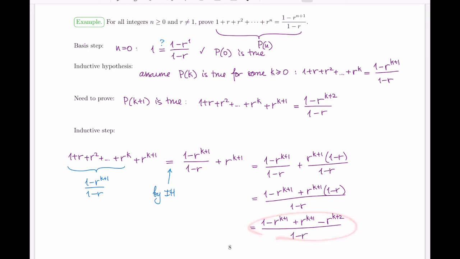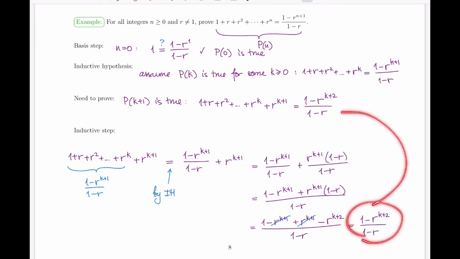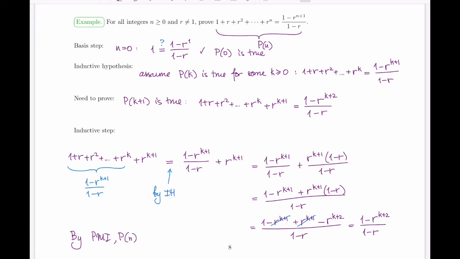Now I stare at this expression and I notice that these two terms are the same, so they will very nicely cancel each other out. And what I will have remaining is 1 minus r to the power of k plus 2 divided by 1 minus r, which happily is exactly the expression that I was hoping it was going to equal, so I'm done. By the principle of mathematical induction, we've just proven that this property holds for all n starting with the base case, which in this example was 0. Excellent. Yet another example of induction being applied successfully.